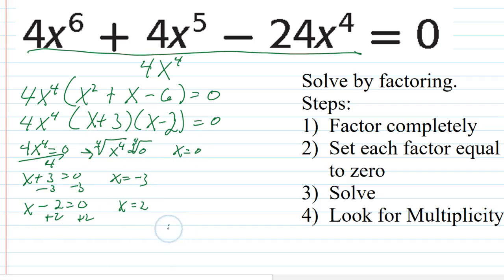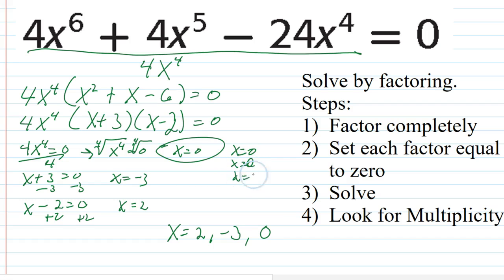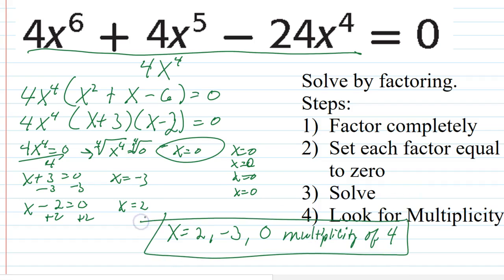And that gives us x is equal to 2, negative 3, and it's equal to 0 because we had 4x to the fourth equals 0. Now I took the fourth root just to show, yes, that's how you can get rid of it, but what you're really looking at is I had 4x to the fourth. So technically I have x equals 0 4 times, which means I have 0 with a multiplicity of 4. So I get x equals 2, negative 3, and 0 has a multiplicity of 4.